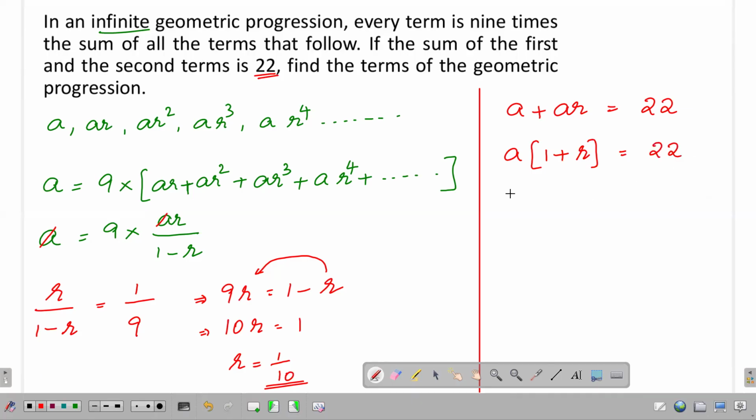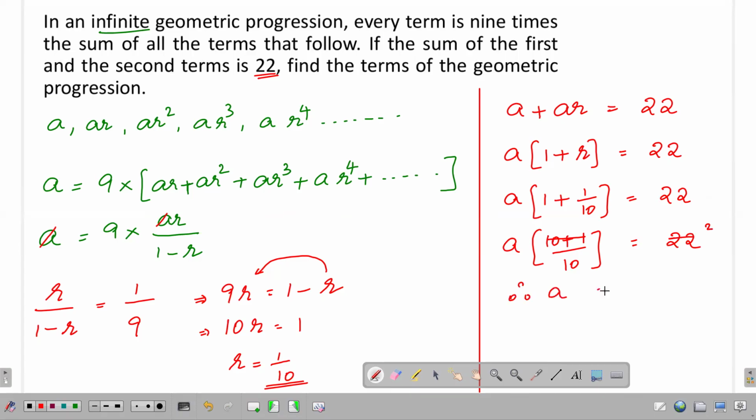r, I know it is 1 by 10. So I can say a into 1 plus 1 by 10 is equal to 22. Upon simplification, a into 10 plus 1 upon 10 is equal to 22. 10 plus 1 is 11. 11 will go in 22 2 times. So that gets me the value for a, that is the first term. It is equal to 20. So I got the first term as 20, and I got the common ratio value here as 1 by 10.